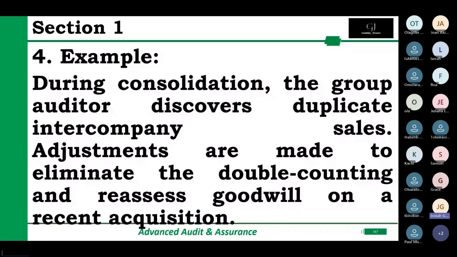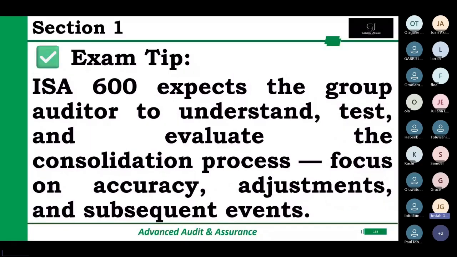ISA 600 expects the group auditor to understand, test, and evaluate the consolidation process. So that's part of some exam tips you may have around group questions. So he needs to focus on accurate assessment to be able to facilitate the objective or achievements of those objectives. This is very key.